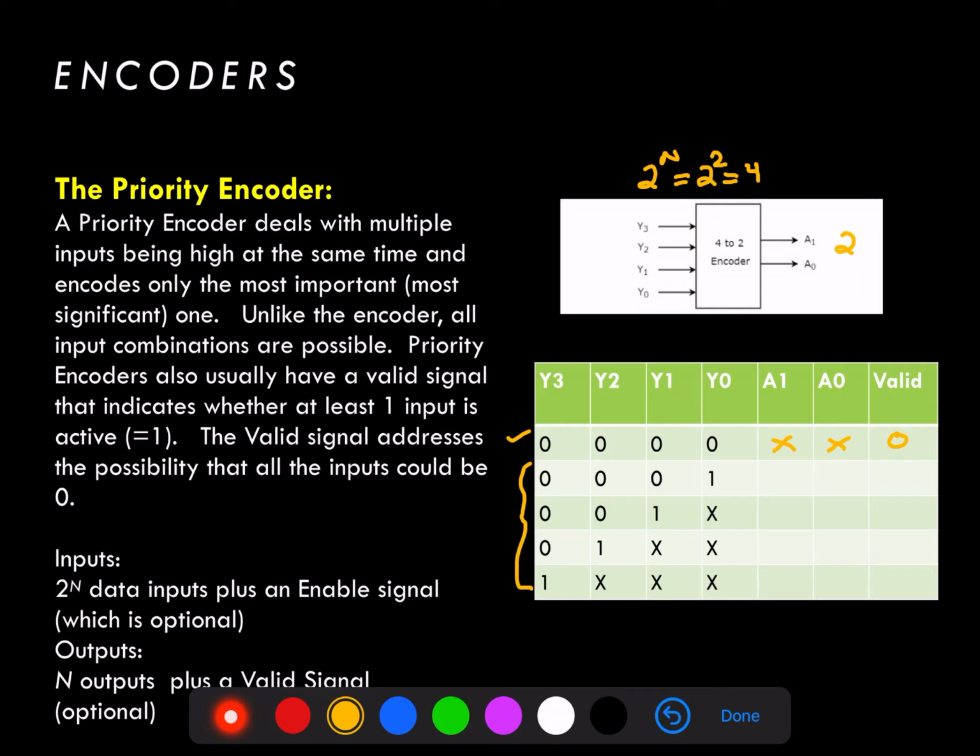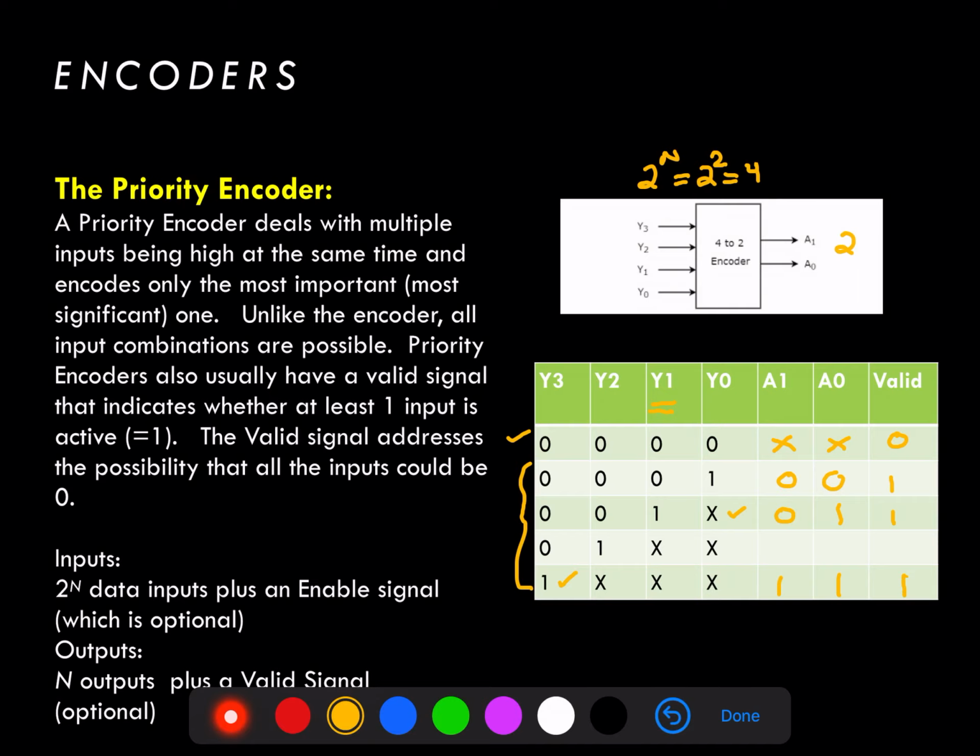For example, when the highest value or the most significant value of 1 occurs at the Y1 bit, that's encoded as 0, 1, and the value of Y0 becomes irrelevant. When Y0 is 1, on the other hand, that'll be encoded as 0, 0. In both cases, the valid bit will be 1, indicating at least one bit at the inputs is equal to 1. When the most significant bit, Y3, is equal to 1, that will be encoded as 1, 1, with the valid bit again equal to 1.